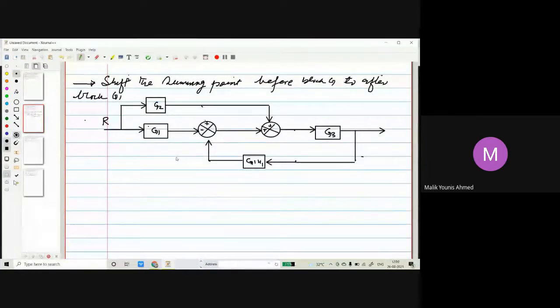Then second point is, yes, somebody was right. We can interchange it. So second point is very good. We can interchange the summing points. Aim here is to get a negative feedback loop. That's what we'll try to get here. So we can write here next step.